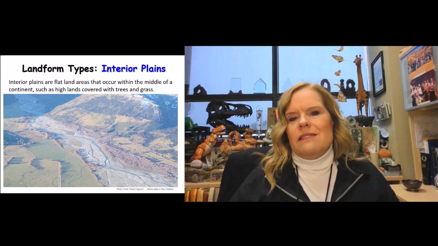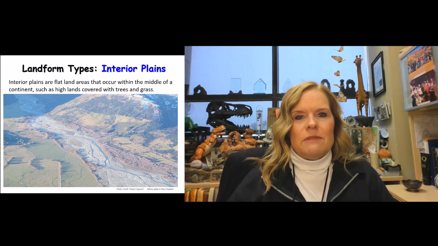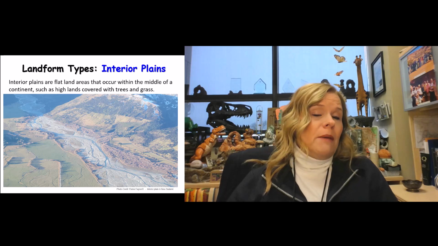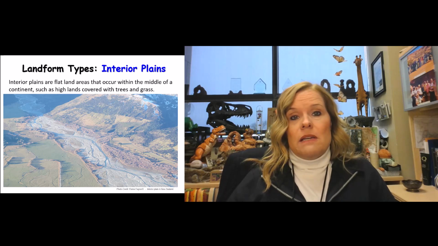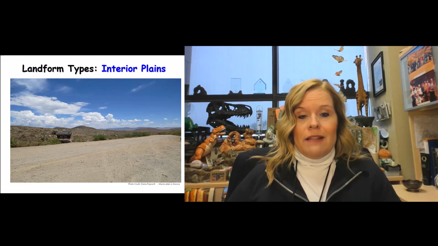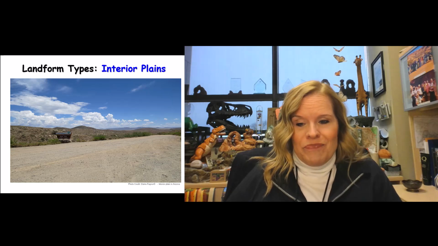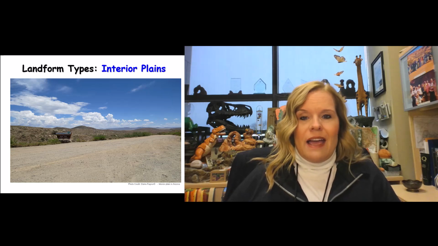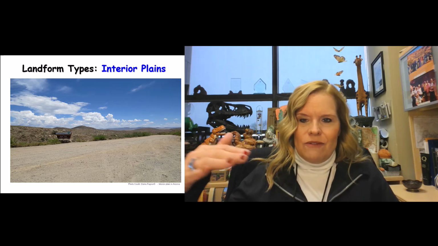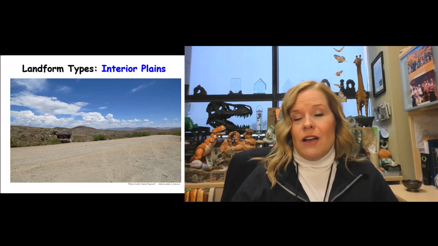So interior plains come in a lot of different shapes, fashions, and forms, but they're typically characterized by trees and grasses, where your coastal areas may be sand dunes, or they could be other types of vegetation found in that area. Interior plains can also be desert environments like this one. This is a place in Arizona, and you can just see the rolling hill topography. It's fairly flat for the most part with a few hills there, but not mountainous, and we'll define a mountain shortly.